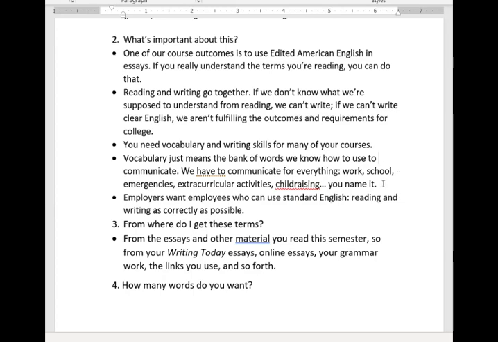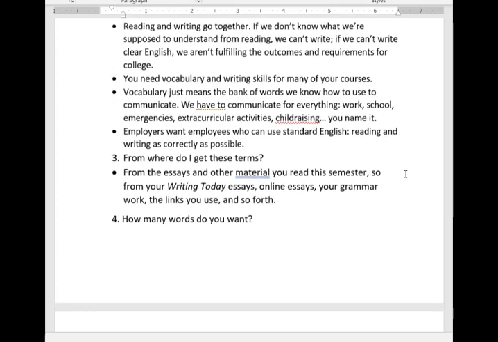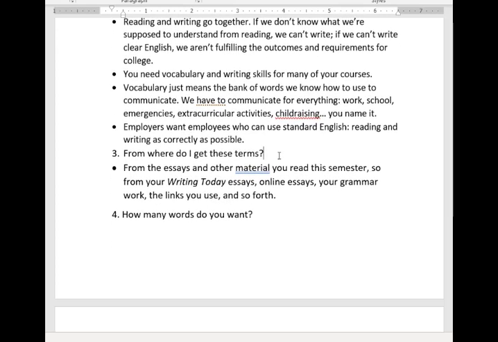Vocabulary, that word just means the bank of words we know how to use to communicate. We have to communicate for everything. Think about it. Work, school, emergencies, extracurricular activities, child raising, you name it. We have to be able to communicate. Your texting and email are communicating. Employers want employees who can use basic standard English, reading and writing as correctly as possible.